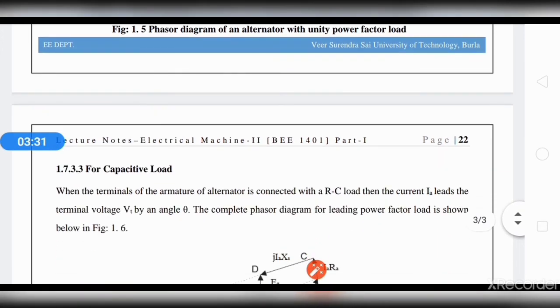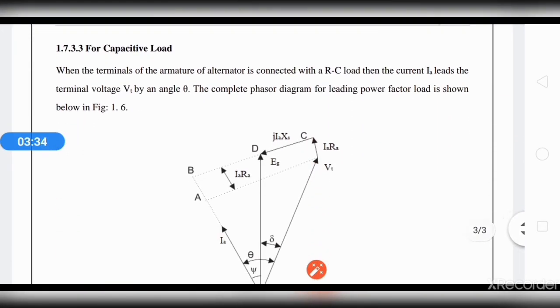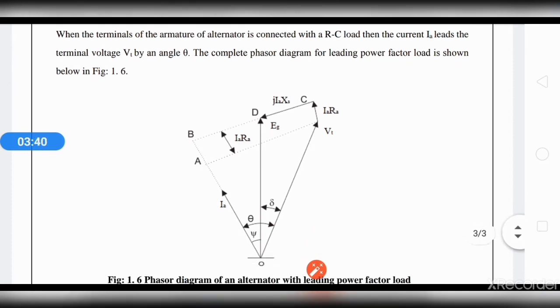The third case we are considering is when a capacitive load is connected to the generator. Then the armature current is leading the terminal voltage by angle theta, which is the power factor angle, and the angle difference between the generated EMF and terminal voltage is shown by del. So the generated EMF is the phasor sum of the terminal voltage plus armature resistance drop plus armature reactance drop.